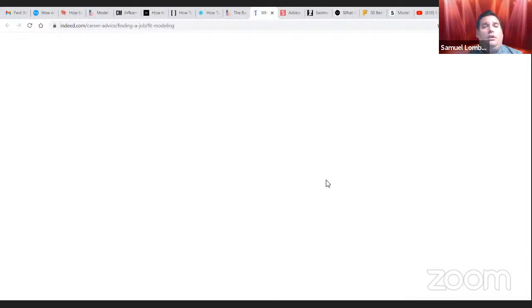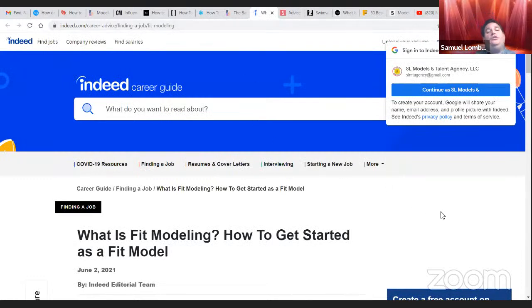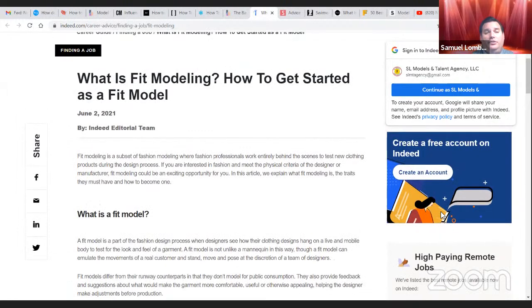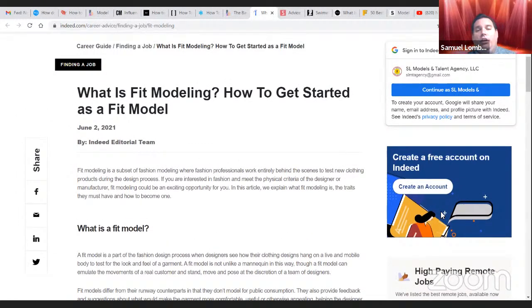And we're almost to where you were talking about. What is a fit model? How to get started as a fit model. Fit modeling is a subset of fashion modeling where fashion professionals work entirely behind the scenes to test new clothing products during the design process. If you are interested in fashion and meet the physical criteria of the designer or manufacturer, fit modeling could be an exciting opportunity for you.